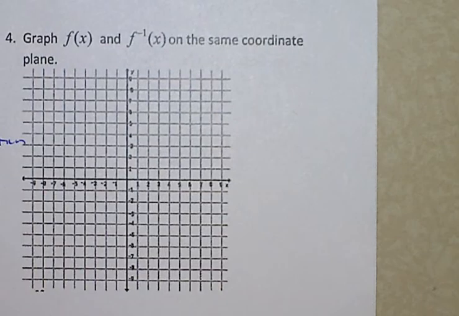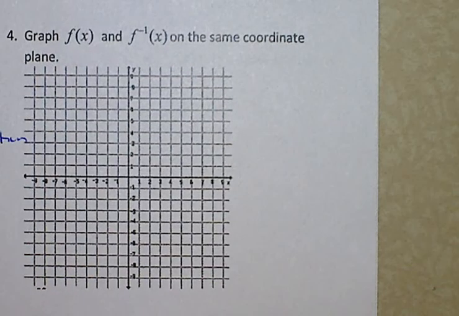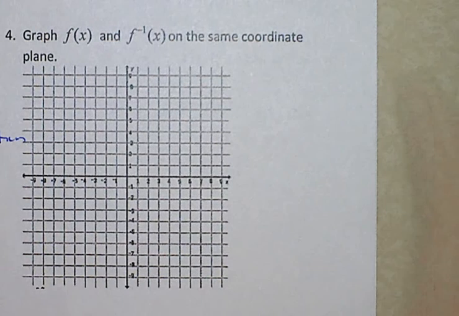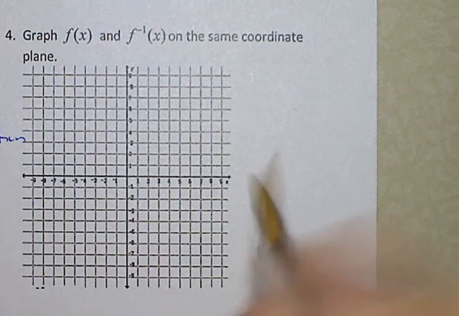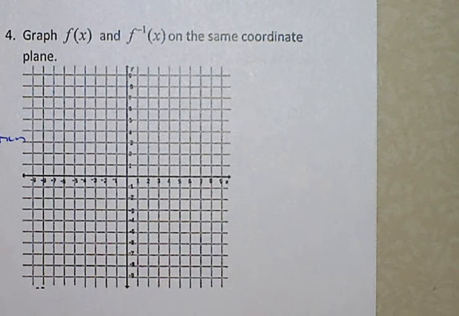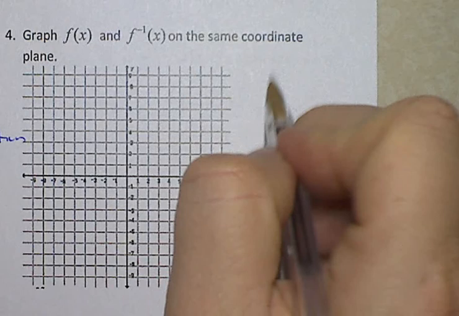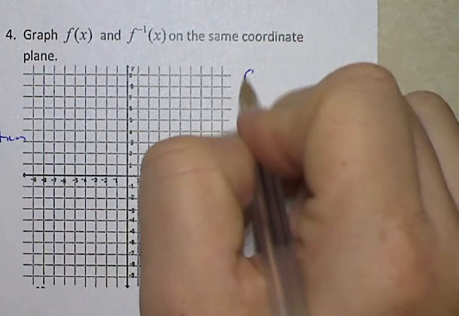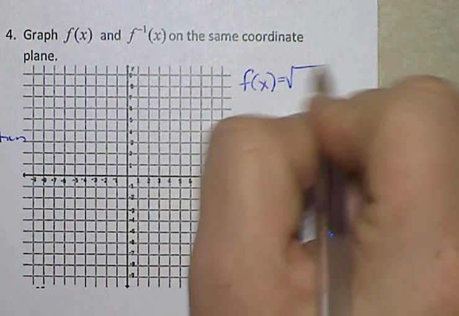Let's go up to number 4. Number 4 and number 5 are going to relate to number 3. So we are going to graph both f of x and the inverse of x. And we may need to put some restrictions on the input values, but let's start with f of x. So can everybody write down f of x equals the square root of x minus 1?